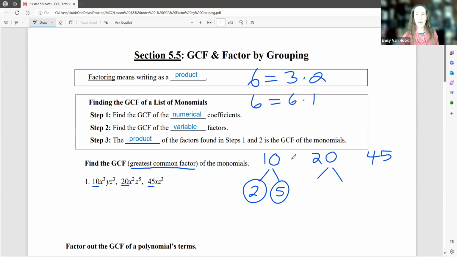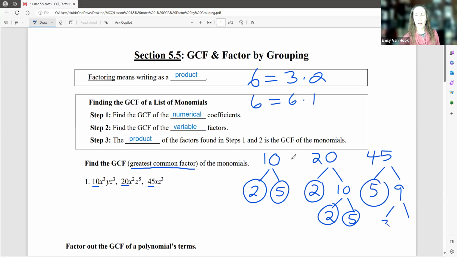Now moving on to 20, I can do 2 times 10. And then the 10 can break down further into 2 times 5. So I'm circling my prime factors there. So you'll already notice some things in common for our 2 factor trees that we have so far. They both have some 2s and 5s in common. And then going to the 45, I can break that down into 5 times 9, and then 9 becomes 3 times 3.